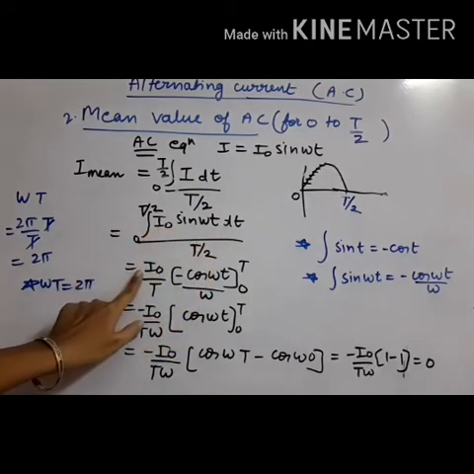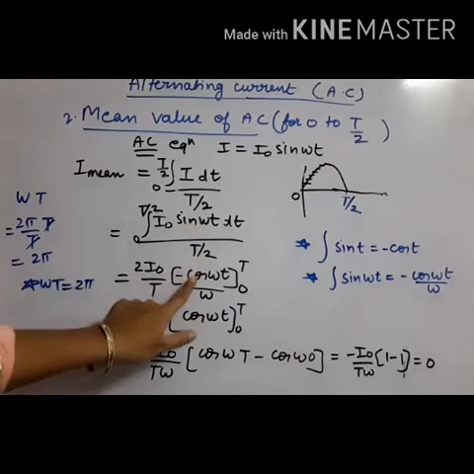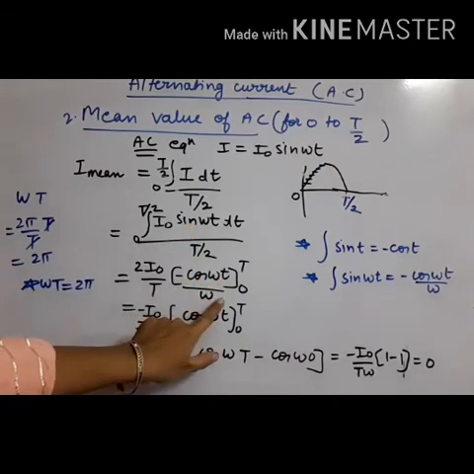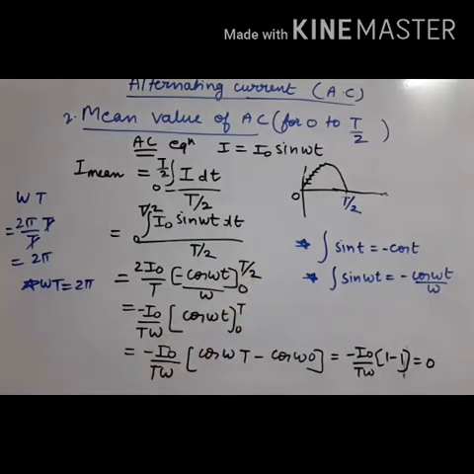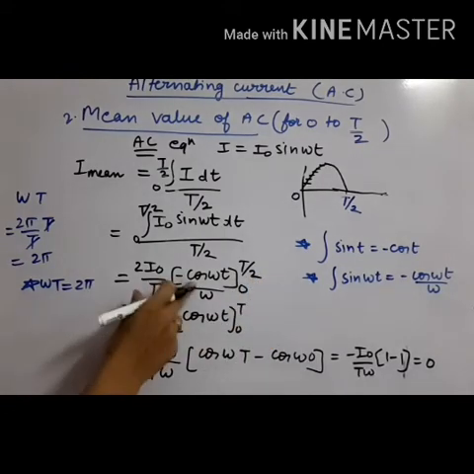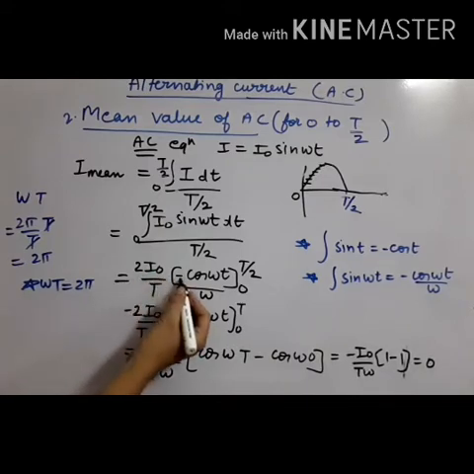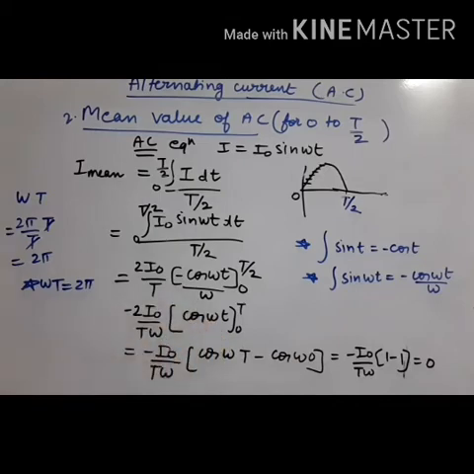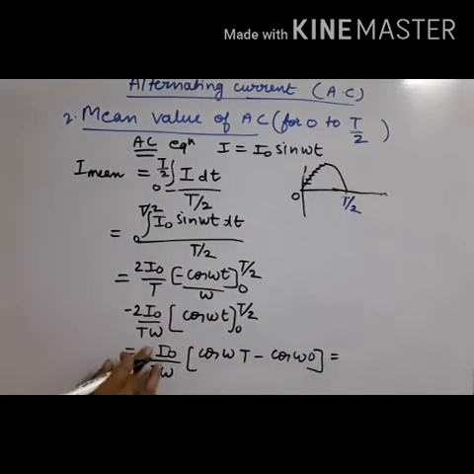Current I0 is taken out. The integration of sine will become minus cos upon omega. We have to divide by T by 2, which becomes 2 by T. Limits are 0 to T by 2 now. So we have taken all the constants out: minus 2 I0 in the numerator, T omega in the denominator, and limits are 0 to T by 2. The constant outside is minus 2 I0 upon T omega.